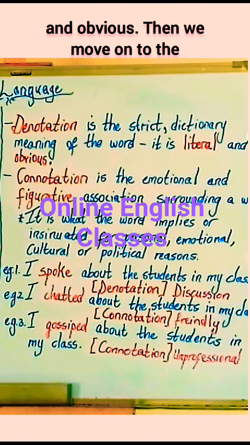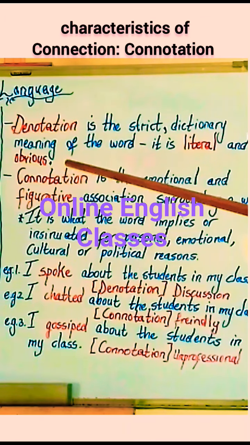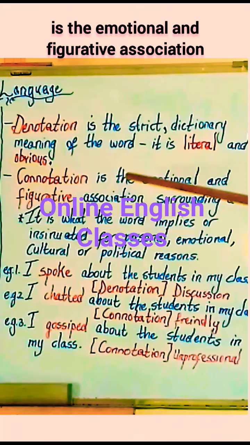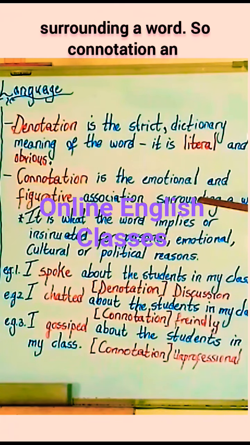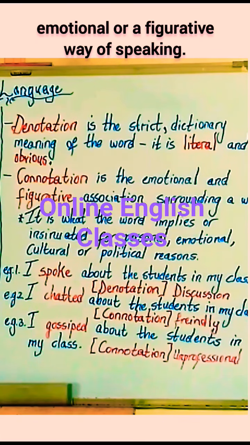Then we move on to the characteristics of connotation. Connotation is the emotional and figurative associations surrounding a word. So connotation is an emotional or a figurative way of speaking.